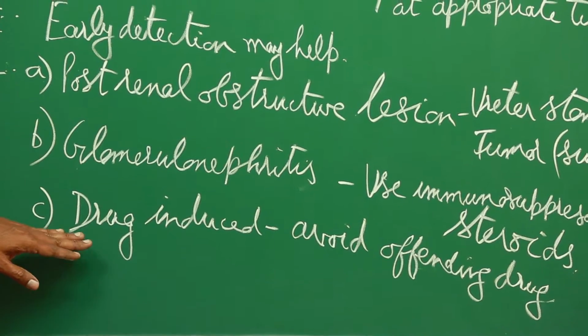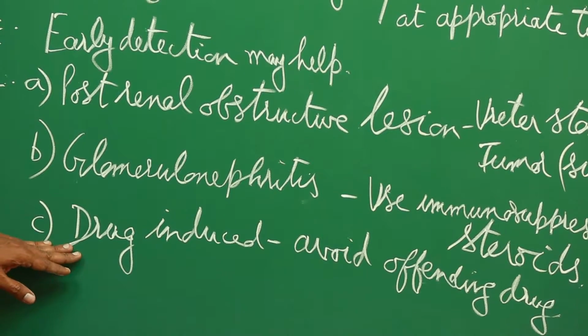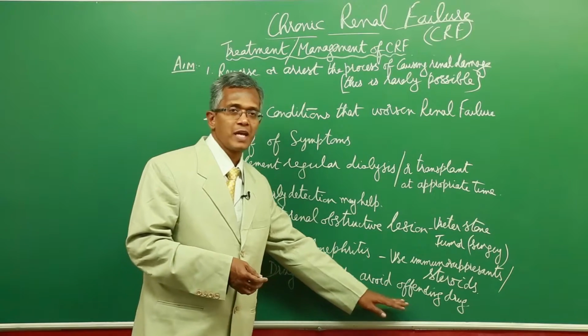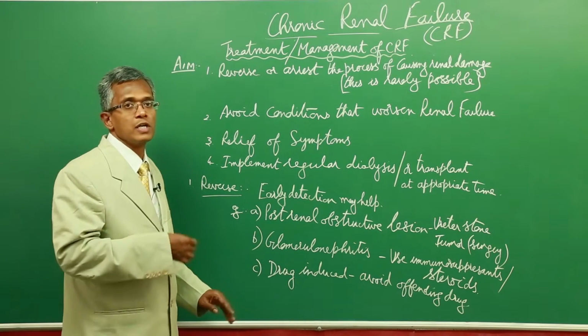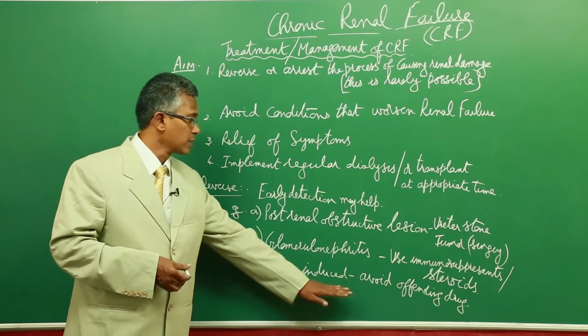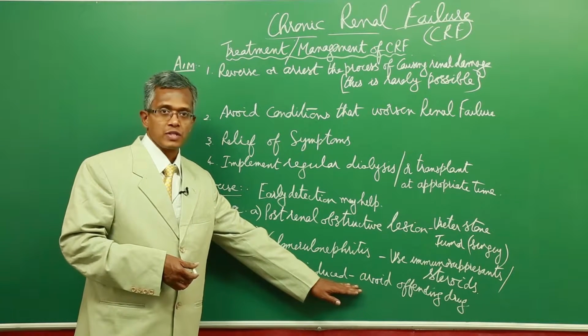Drug-induced: if there is any drug-induced condition, it can be reversed by avoiding the offending drug. Say for example, NSAIDs are used. NSAIDs can cause renal vasoconstriction. So avoid the offending drug so that it can be reversed to some extent.